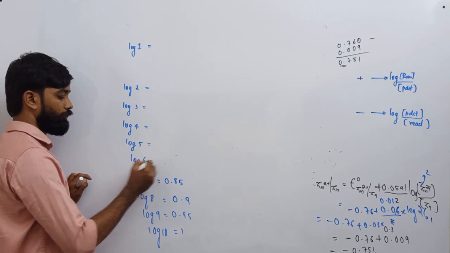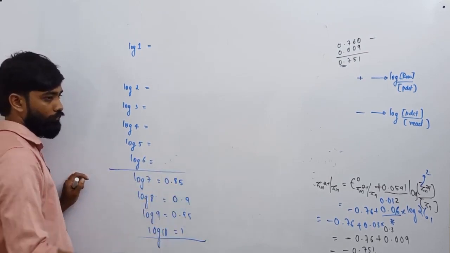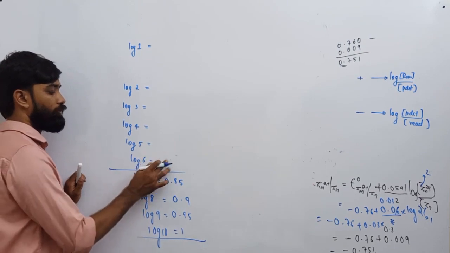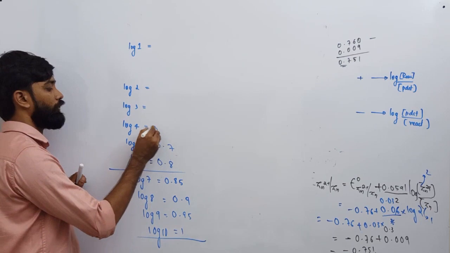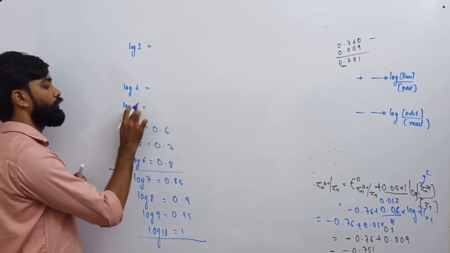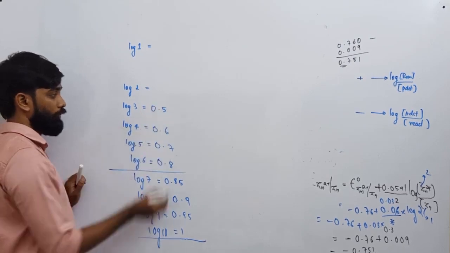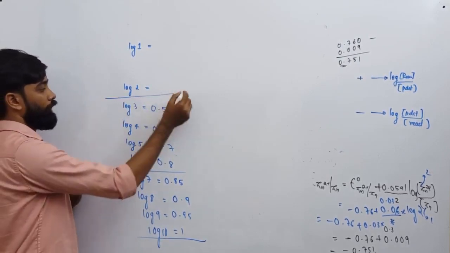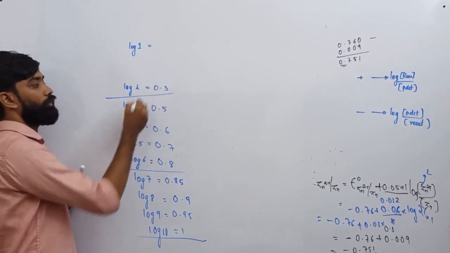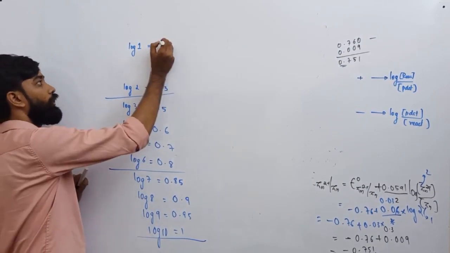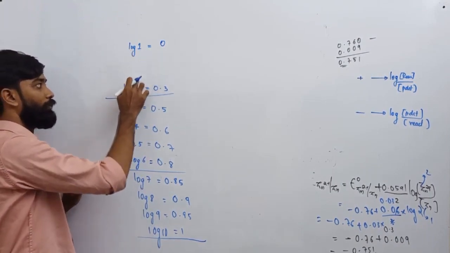The difference is 0.05, and log 6 is 0.8, log 5 is 0.7, log 4 is 0.6, log 3 is actually 0.477. You can choose it as 0.5. And log 2 is 0.3 and log 1 is 0.